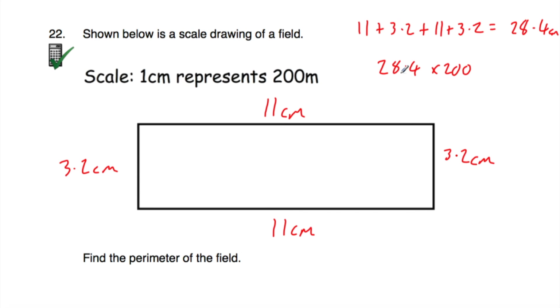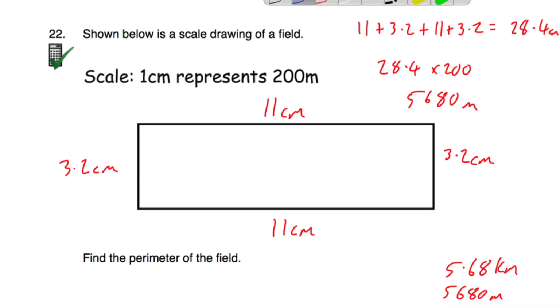So if we multiply those, 28.4 multiplied by 200 is equal to 5,680, and now it's meters. So that would be 5,680 meters, or 5.68 kilometers if you want to do it that way, depending on which units you want to give your answer in. And that's it. So that's one approach to find the perimeter of the rectangle to begin with, and then to multiply that by 200 and change it into meters.